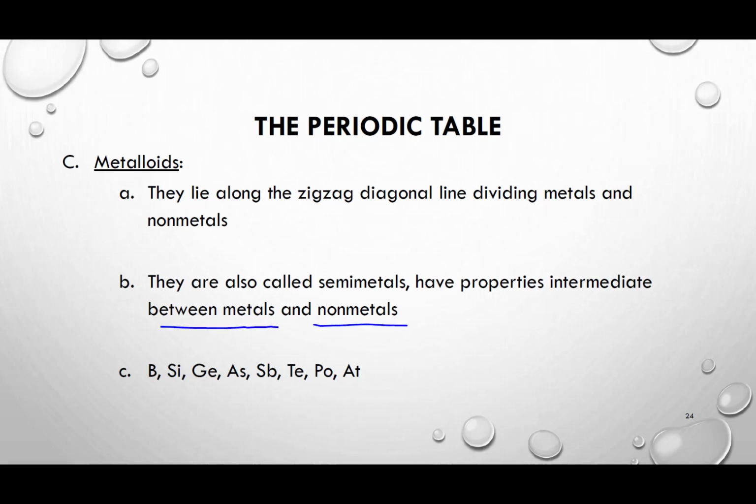Some of them are metalloids or semi-metals, which means sometimes they have the characteristics of metal, sometimes they have the characteristics of non-metal. That's why we call them metalloid or semi-metal. These are semi-metals or metalloids. Just memorize that. Like boron, silicon, germanium, etc. These are the metalloids, and we have only these.